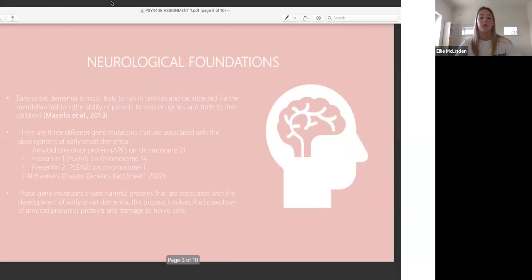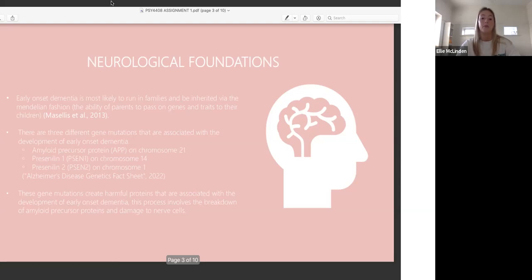Before beginning my review of the chosen article, I will briefly touch on the neurological foundations and etiology of early onset dementia. Early onset dementia is most likely to run in families and be inherited via the Mendelian fashion, which is the ability of parents to pass on genes and traits to their children. There are 3 different gene mutations that are associated with the development of early onset dementia.